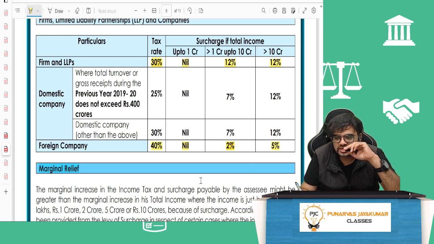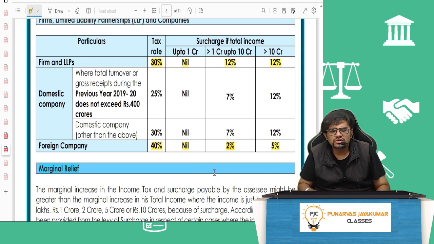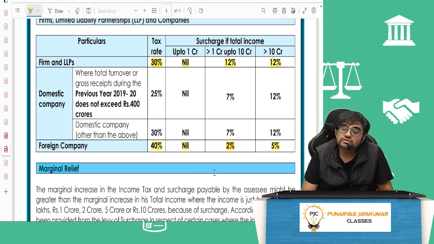Guys, for surcharge, is it like a slab rate? 1 crore to 10 crore, 2%? No. Surcharge is direct. It is tax on tax. Your income is 11 crore, whatever tax you compute, multiply into 5%.